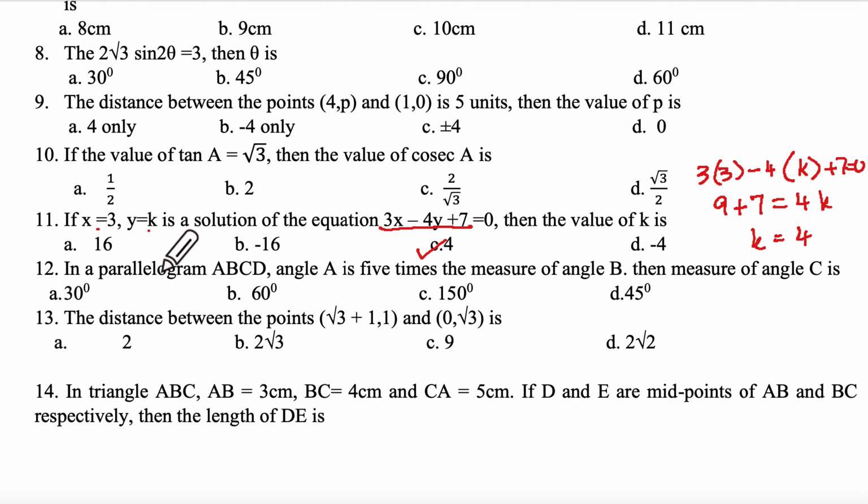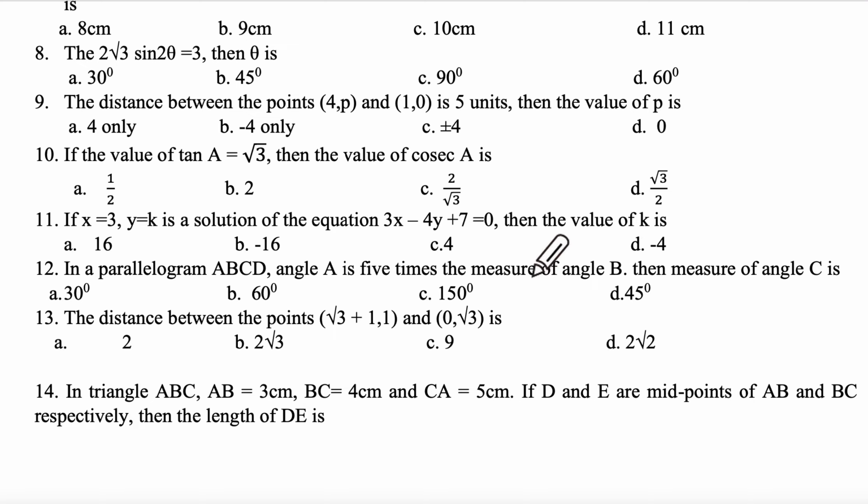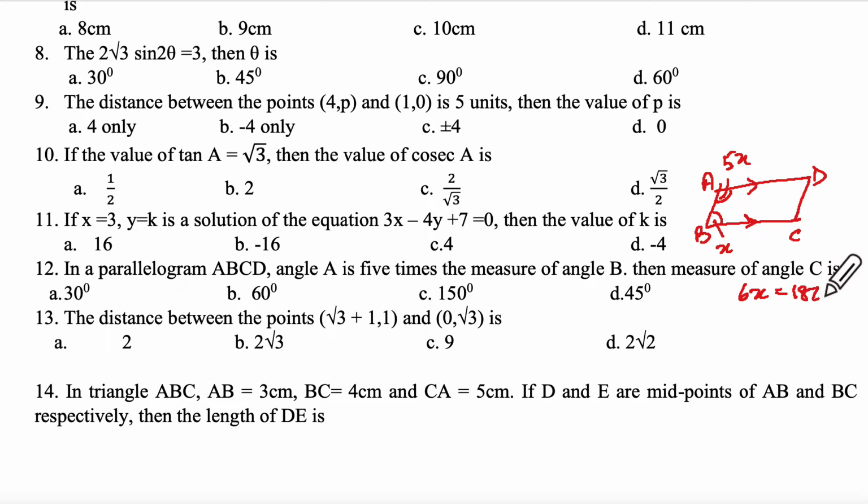Correct? In the parallelogram, angle A is 5 times the nearest angle, 5 times the measure of angle B. Now A and B, what kind of angles are they? If they say this is AB and CD, if this is parallel to this, what are these two angles? Supplementary. Now they say angle A is 5 times B. So if this is x, then this is how much? 5x. So 5x plus x is equal to 180, means 6x is equal to 180. X will be equal to 30 degrees, correct?